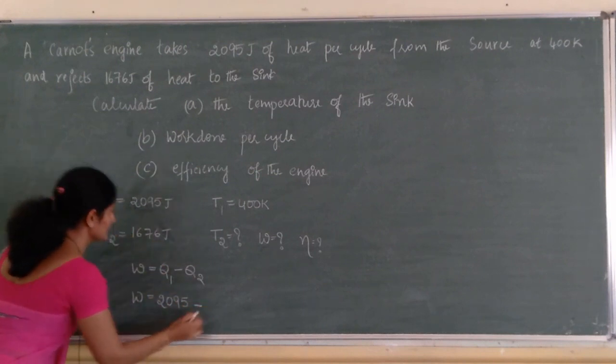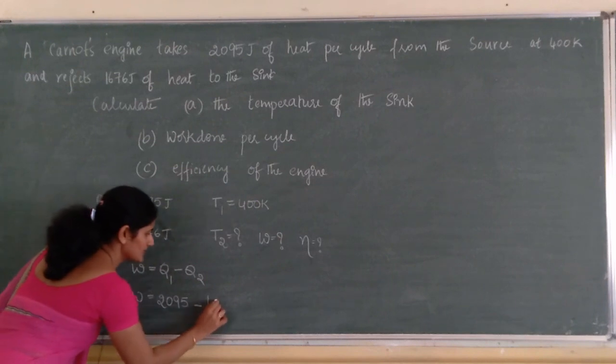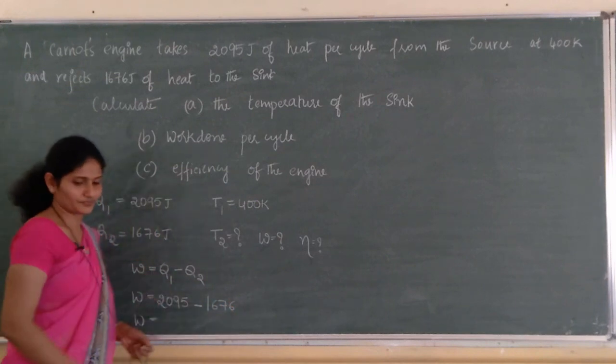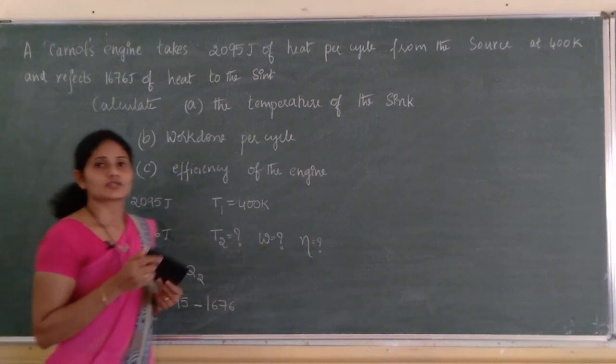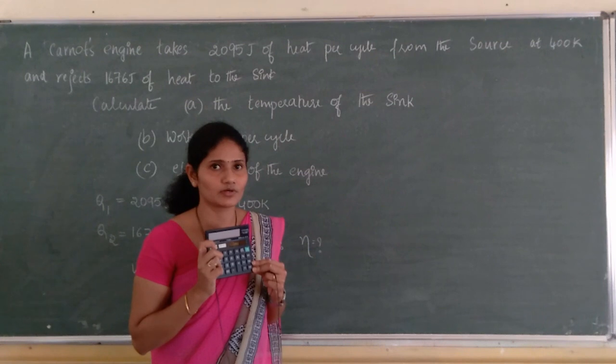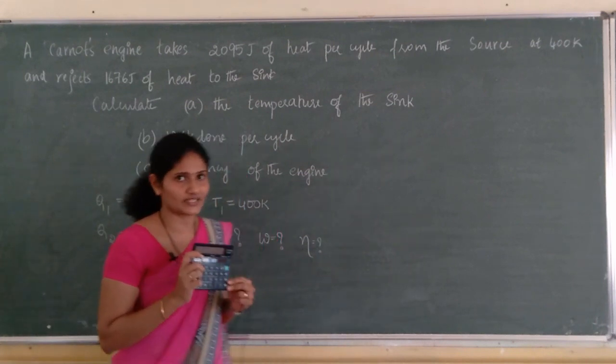2095 minus Q2 is 1676. So, W is equal to, so you can use the normal calculator. Always remember, do not use scientific calculator.